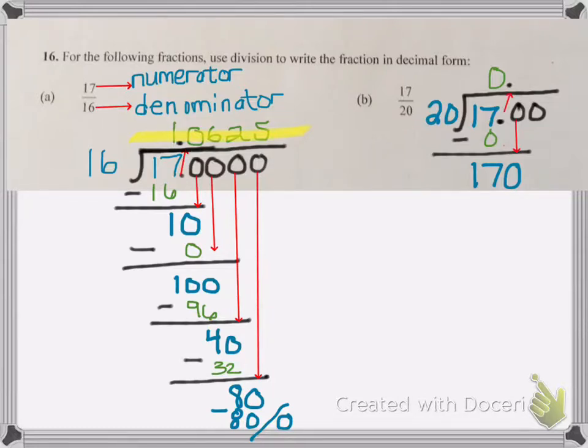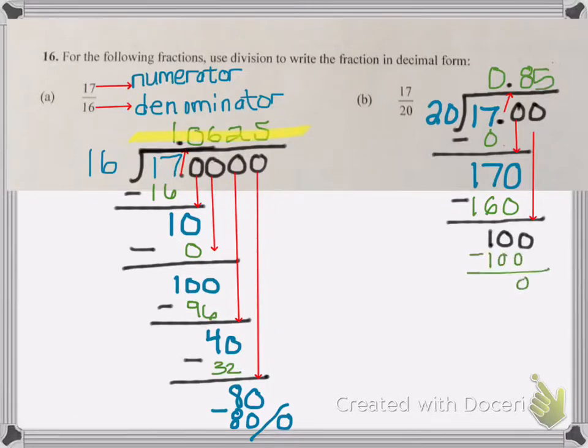So now I'm asking myself, how many times does 20 go into 170? 8 times. And 8 times 20 is 160. I subtract to get 10. Bring down that next 0, and this one's nice because now I've got a number that 20 will go into evenly. 20 goes into 100 5 times. 5 times 20 is 100, and there's my 0. So I'm done. My answer is 0.85.